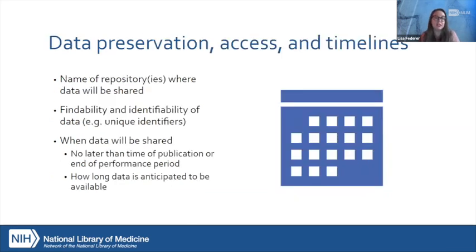Next is the timeline of when data will be made available and for how long. There's no prescription about how long data should be made available. That can differ from one discipline to another. But the expectation is that data will be shared no later than the time of publication of articles associated with the data or the end of the period of performance, whichever comes first.